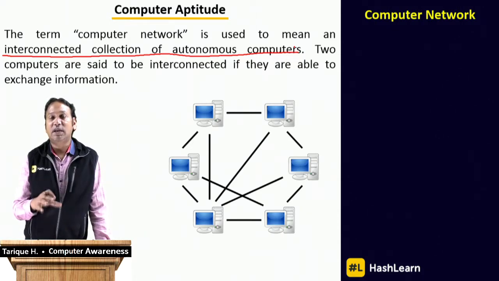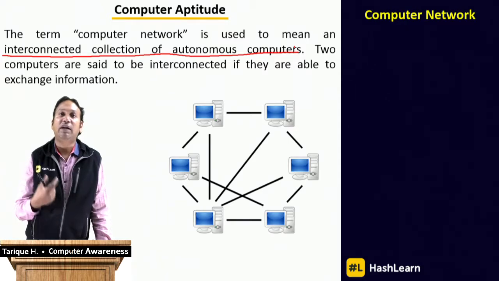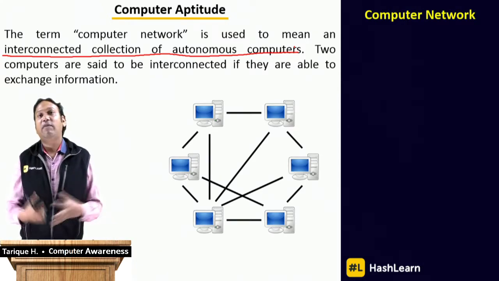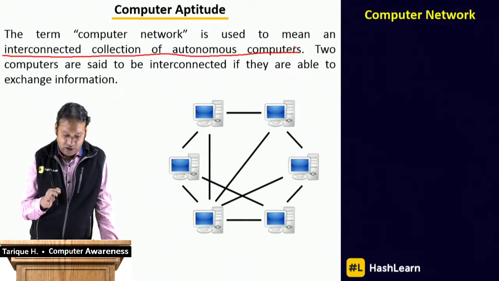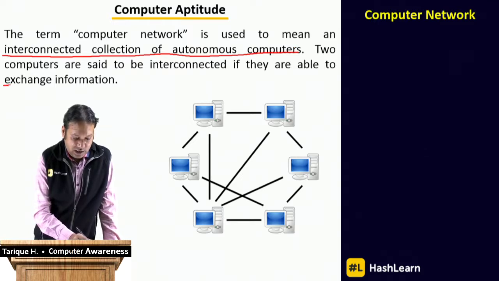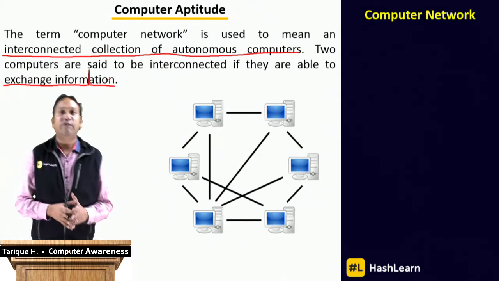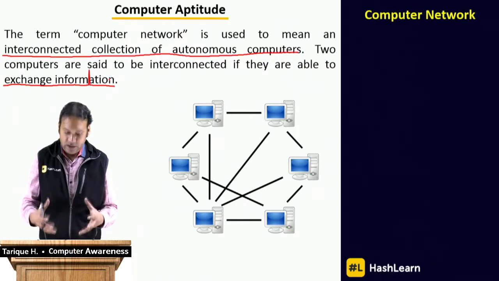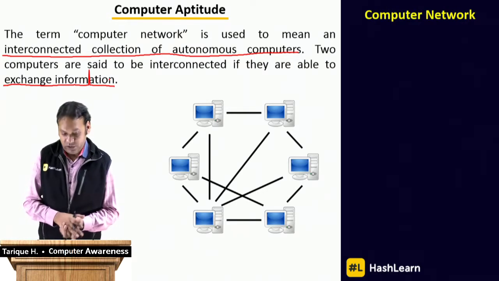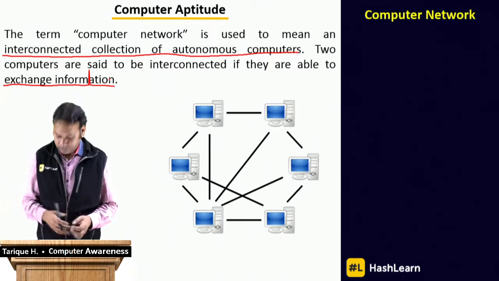Each of these computers is an independent unit, and we have connected them through some technology where they can share their data as well as peripheral devices, and that's how they can have a combined computing power. Two computers are said to be interconnected if they're able to exchange information. As I've been telling you, the main purpose of connecting computers is to exchange information. They can also share the hardware, and they can share their computing powers and increase the overall computing power. Okay, so that's a quick understanding of what this word computer network means.